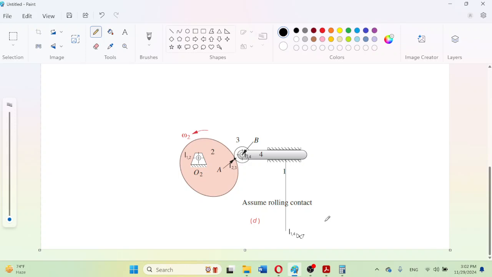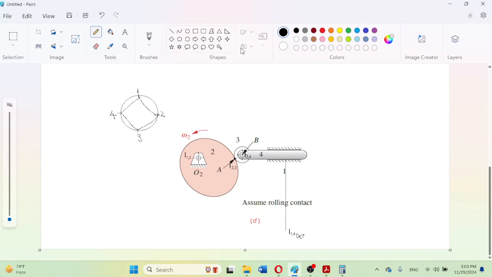Now the problem remains to find the remaining 2 unknown instant centers, because there are a total of 6 instant centers. So we can draw a linear graph for this. Just divide it into 4 segments, for example, this is 1, 2, 3, 4, just mention it here. This is link number 1, this is link number 2, this is link number 3, and this is link number 4. Just connect these lines here.